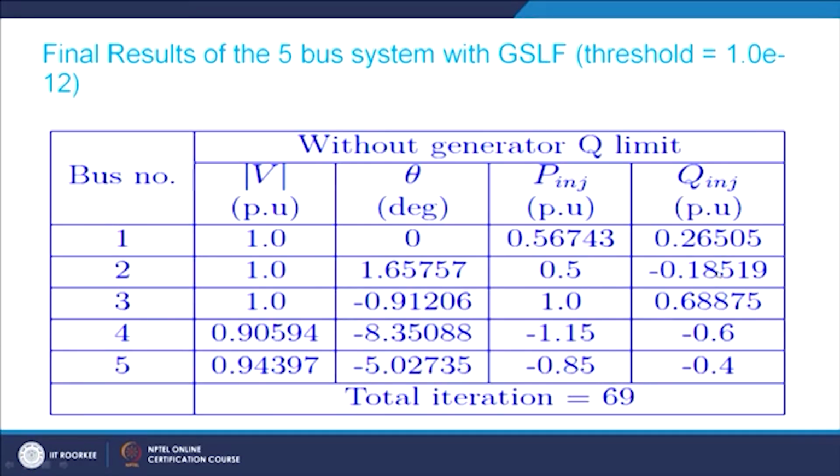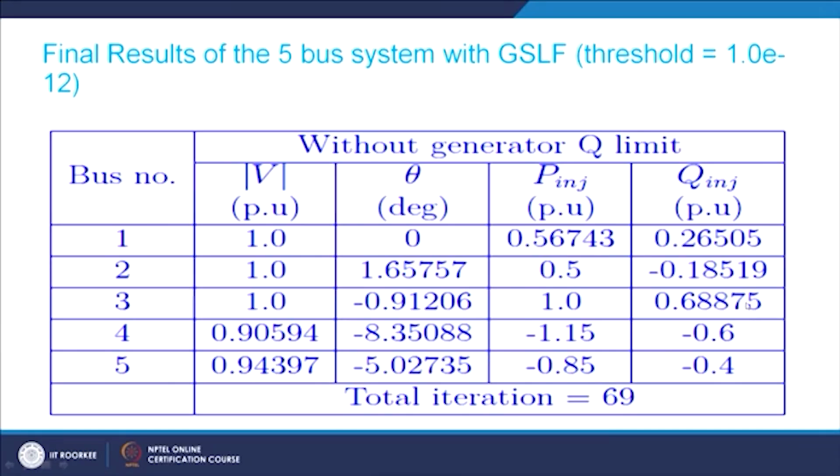And for bus 2 and bus 3, after this load flow is converged, we have calculated the reactive power injection. Now how did we calculate this reactive power injection? Simple, we are using that expression that Qi is equal to summation k is equal to 1 to n Vi Vk Yik sin(theta i minus theta k minus alpha ik), that is the standard expression.